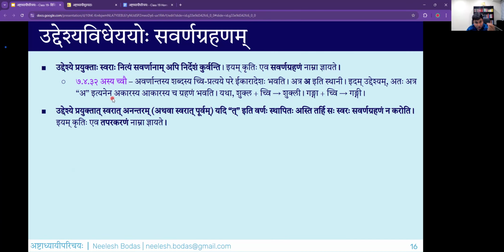So in order to block that particular default savarna grahanam, Panini Maharshi comes with a technique. He says, uddeshe prayuktat swarat anantaram, nochet swarat purvam, either way, on either side. If there is a special marker called half takara, it's a very special marker. If half takara is present either immediately after that swara or before that swara, then the savarna grahanam is blocked. So if you want to give a karya only for hrasva akara, whether it is purva nimitta, paranimitta, sthani, doesn't matter.